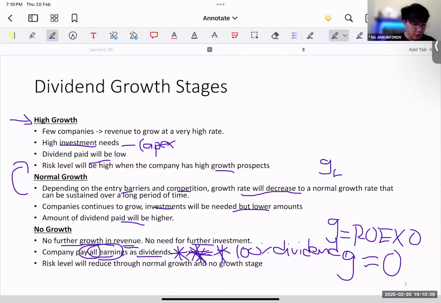So again, I would like to highlight that this is an important characteristic that you need to know when a question posed to you says there is no growth. Okay. Next, the risk level reduced to a normal level, and there's no growth in this stage. Okay.